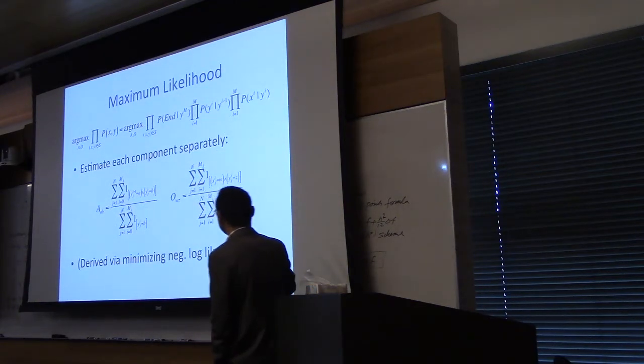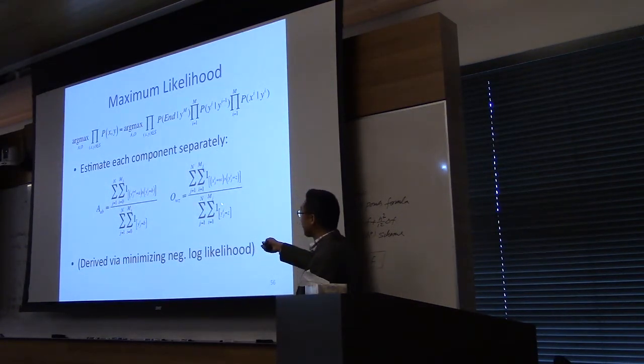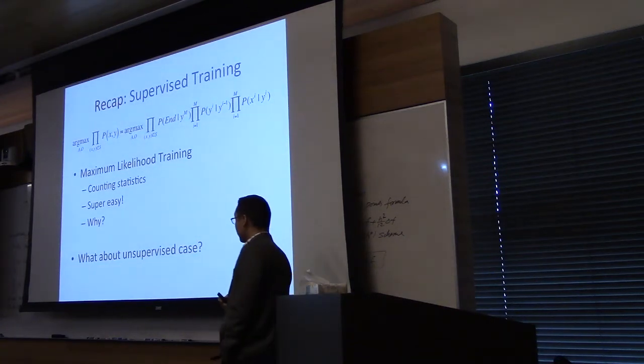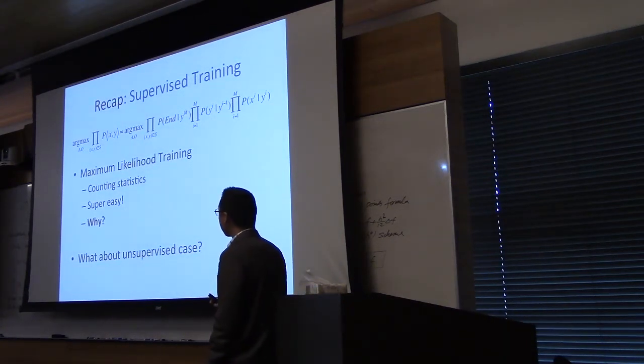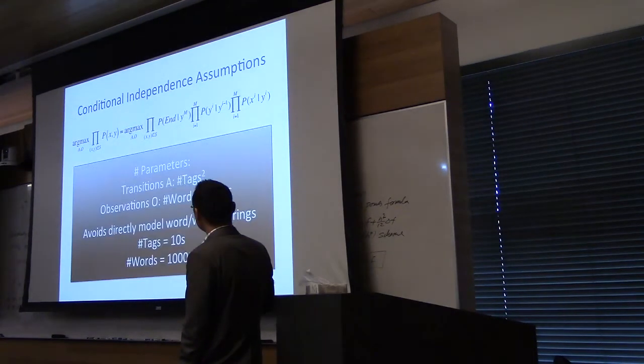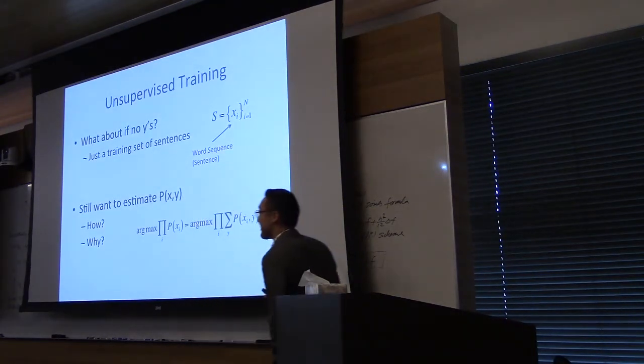For the observation matrix, it's very simple. It's simply the fraction of times I am in part of speech tag Z and I observe word W. That's it. Super easy, just counting statistics. I will briefly, okay, I lied. I'm running a little bit short on time, so I will skip that in the interest of time.